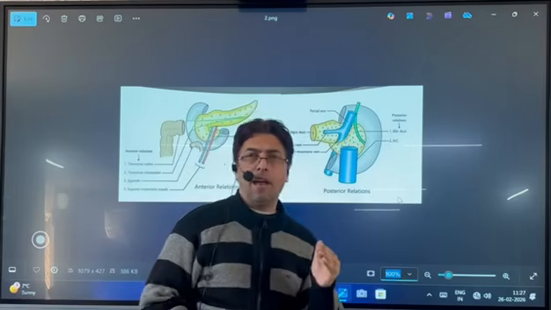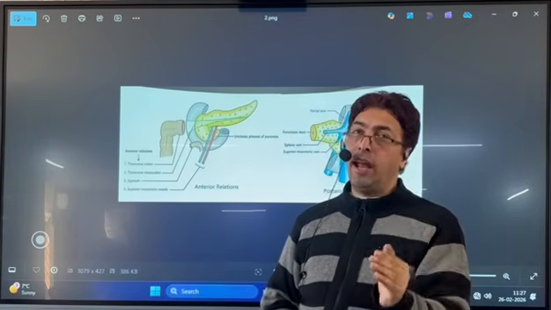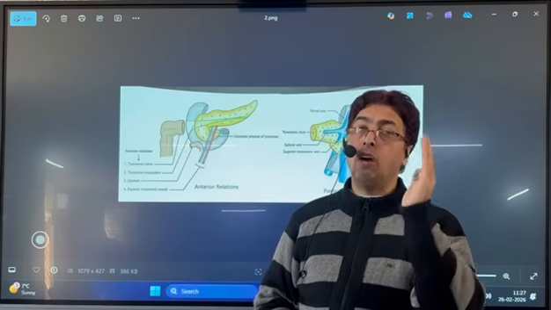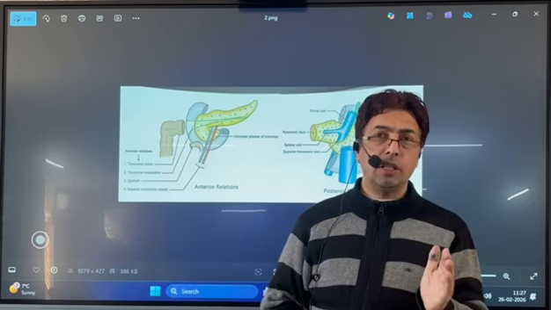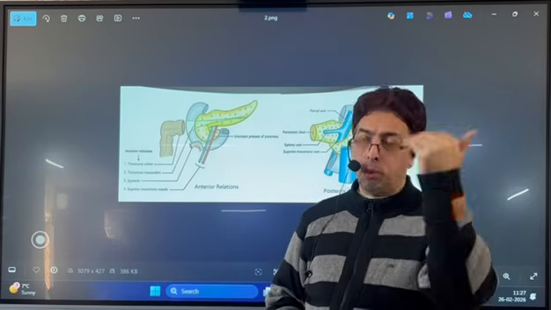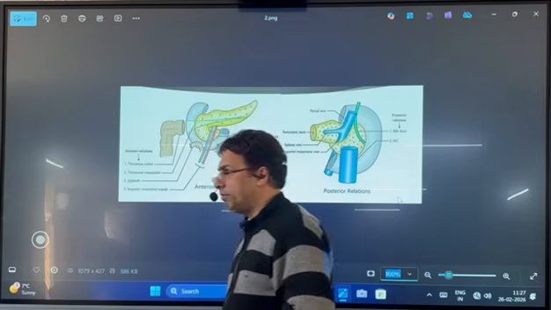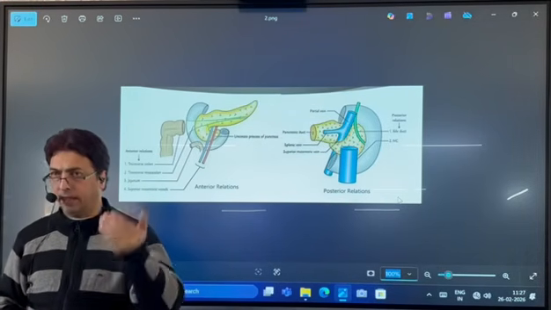So we will be having the right kidney, the right renal vessels, and the inferior vena cava forming the posterior relation of the head of the pancreas. Now, after that comes the neck.